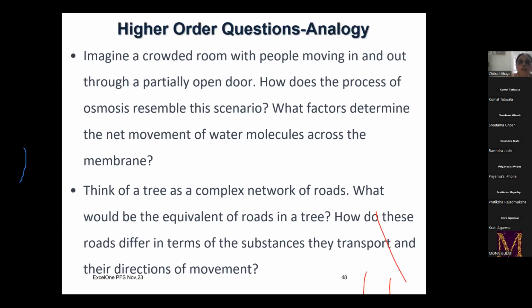So you're using an analogy of a crowded room with people moving in and out, and you're relating it to osmosis. Similarly, the next question is talking about transport in a tree, transport of food and water in a tree. So think of a tree as a complex network of roads. What would be the equivalent of roads in a tree? How do the roads differ in terms of substances they transport? What will be the directions of movement? So in both cases, we've used analogy to turn a lower order question into a higher order question.